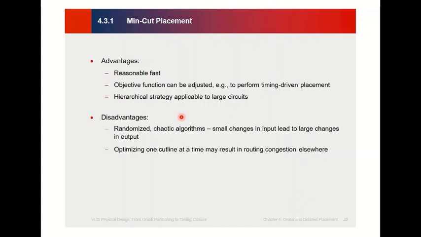So as you know, the final output of the KL algorithm depends on the initial partitioning. Another disadvantage is when we optimize one cut line for that particular partition, it may result in routing congestion elsewhere. By repositioning cells between the allocated placement regions, we may disturb the routing elsewhere.